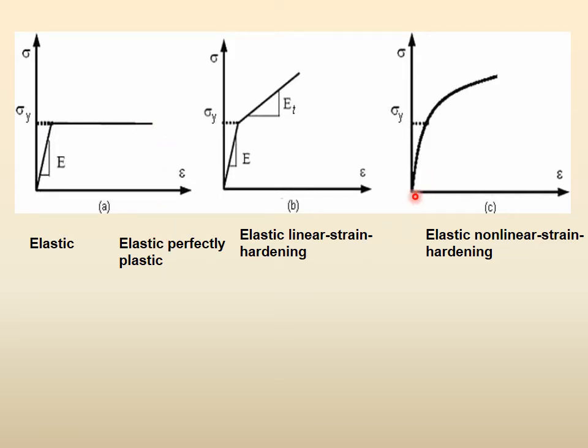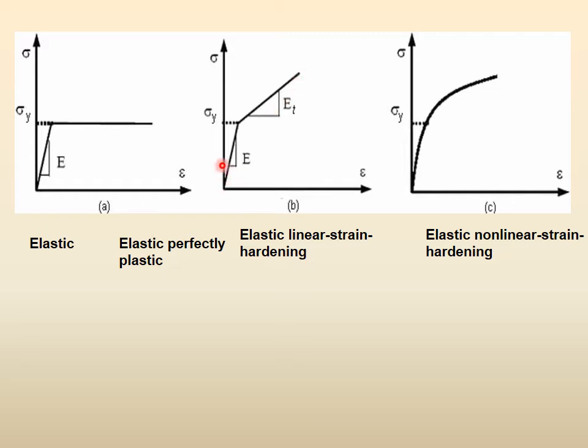This is the real graph, where there is a linear region and then there is a non-linear region. We will go to this later on. If this non-linear region becomes a straight line, so there are now two straight lines. One straight line is the elastic region, one straight line is the plastic region. This is called the strain hardening region, from yield strength to ultimate strength. So here the strain hardening is linear.